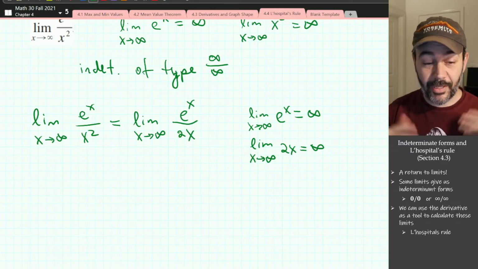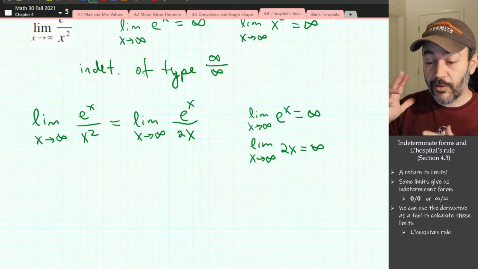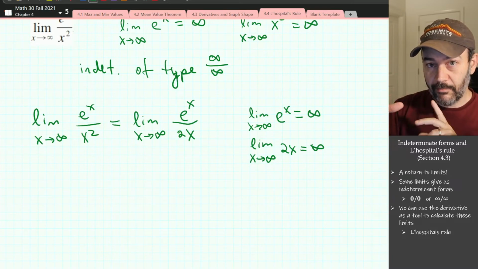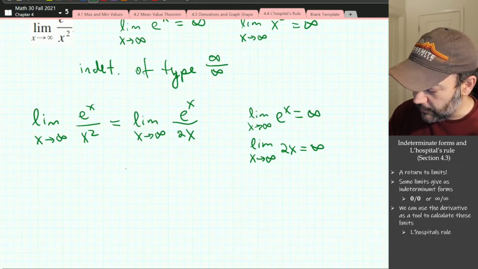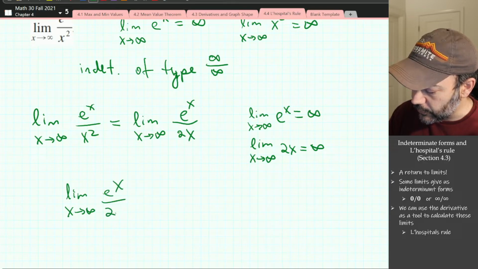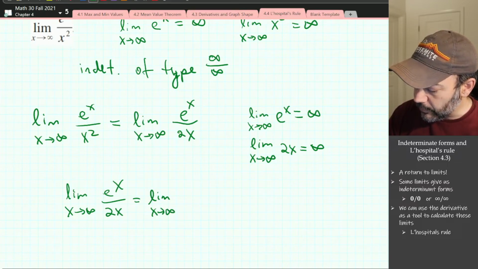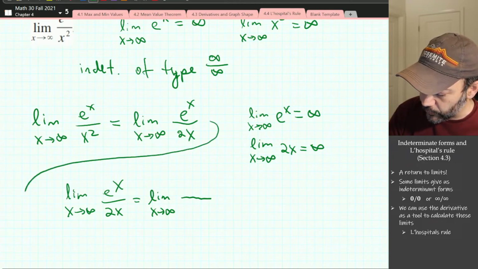Sometimes you apply L'Hopital's rule and the result is still indeterminate. So you can apply L'Hopital's rule to that and then iterate and see where it takes you. So that means the limit as x goes to infinity of e to the x over 2x is the limit as x goes to infinity of, well, you just do L'Hopital's rule again. We're just coming down here and trying again.